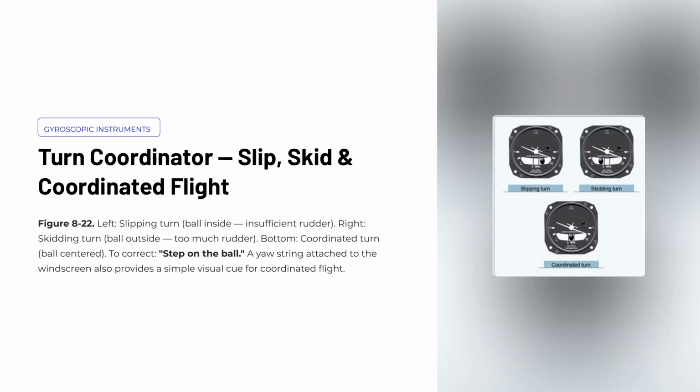The memory aid is simple and effective. Step on the ball. Whatever side the ball has moved to, apply rudder pressure on that same side, and it will return to center. Coordinated flight means the ball is centered, the aircraft is neither slipping nor skidding, and all aerodynamic forces are properly balanced. This is your normal, efficient state of flight.